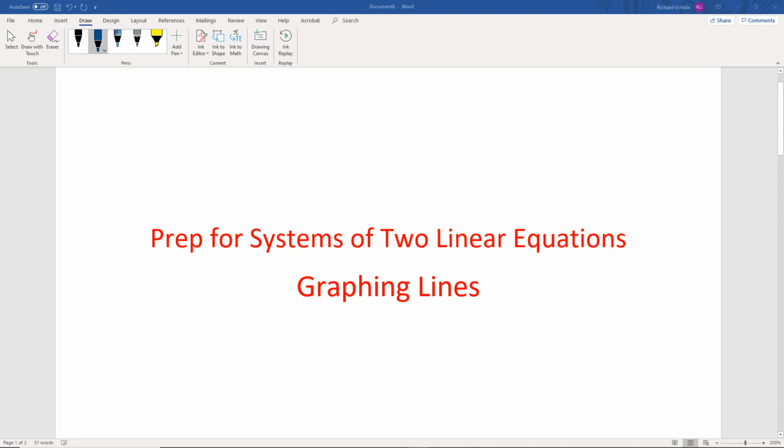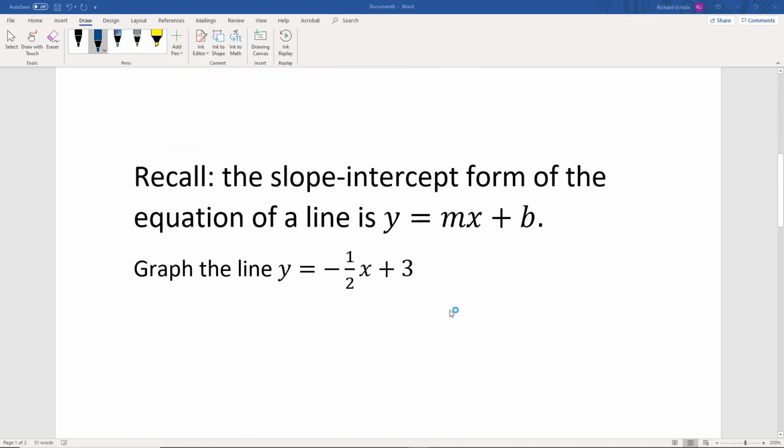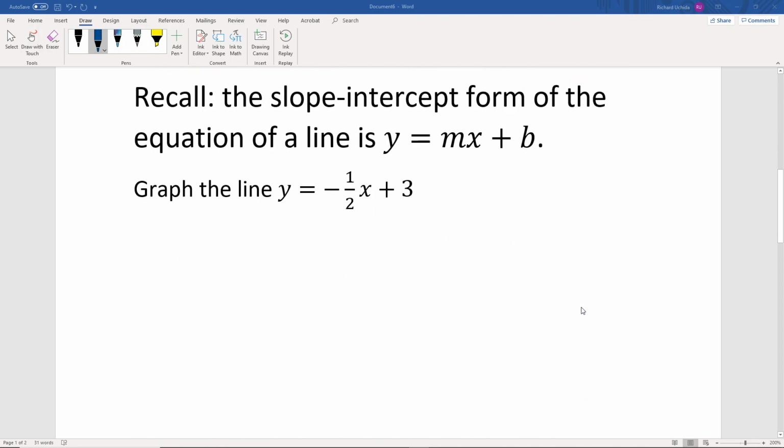To prepare for the topic of solving systems of two linear equations, one of the first things we want to do is to remind ourselves about graphing lines. So first, recall that the slope-intercept form of the equation of the line is y equals mx plus b, where m is the slope of the line and b is the y-intercept of the line.